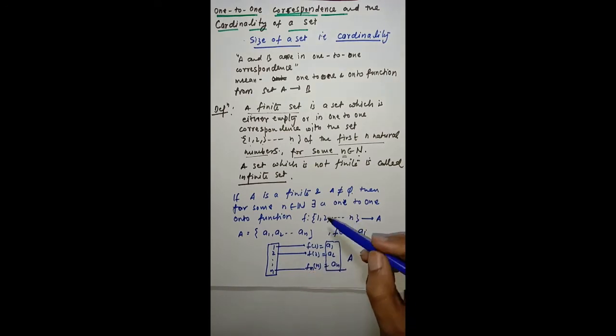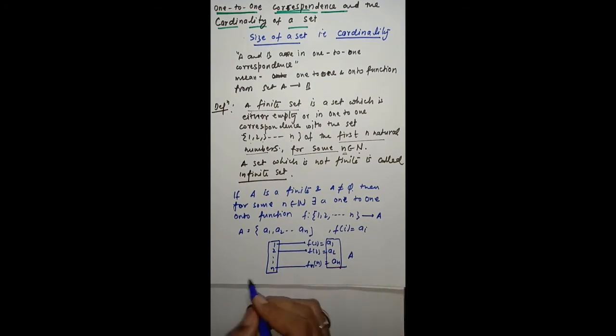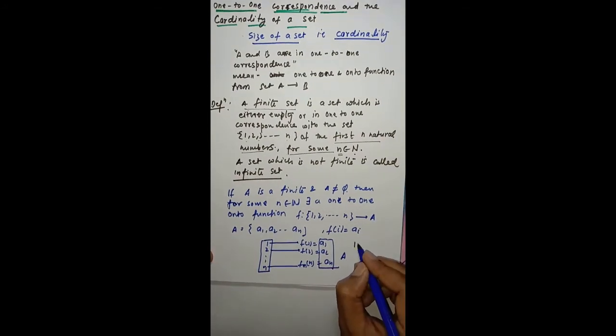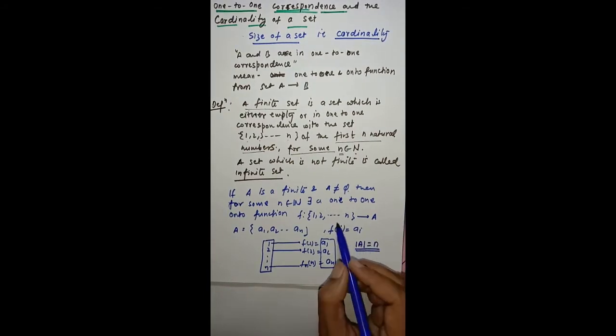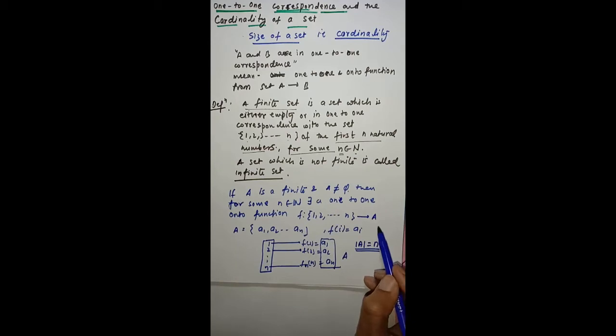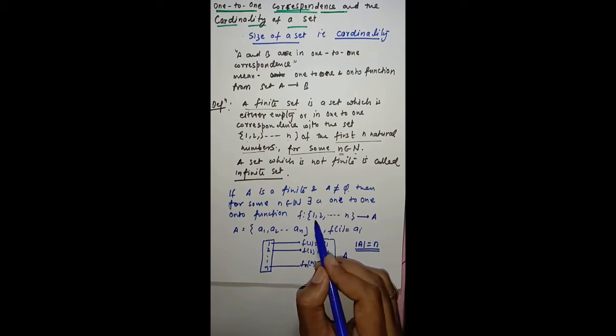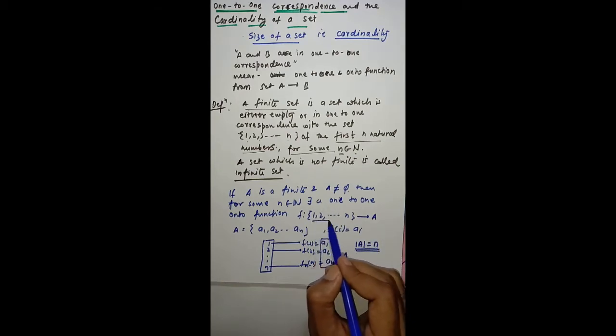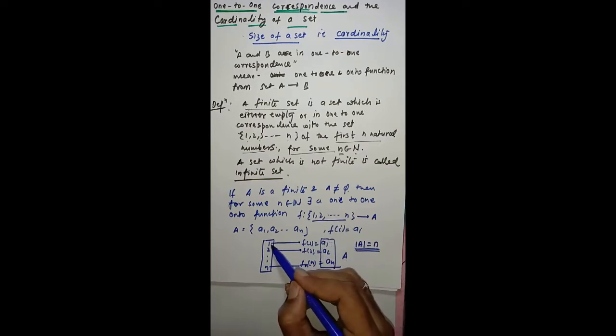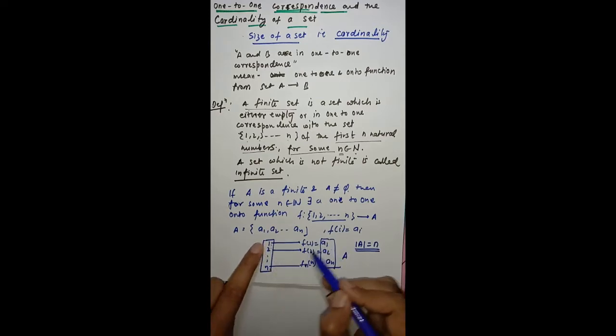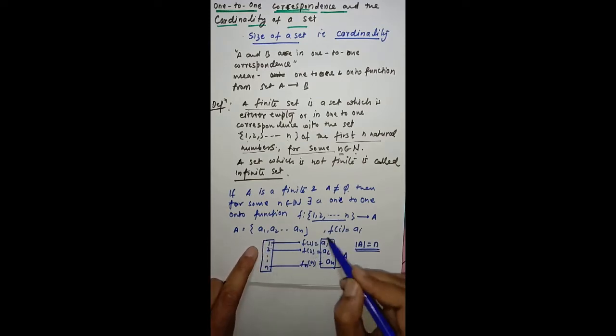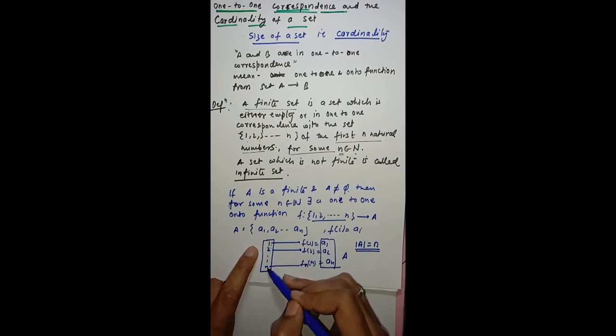So we can say that the cardinality of the set A is n, and it is denoted by |A| = n. A has a one-to-one correspondence with the first n natural numbers. So the counting is 1, 2, 3 up to n. For 1, a1; for 2, a2; so the number of elements in the set A is n.